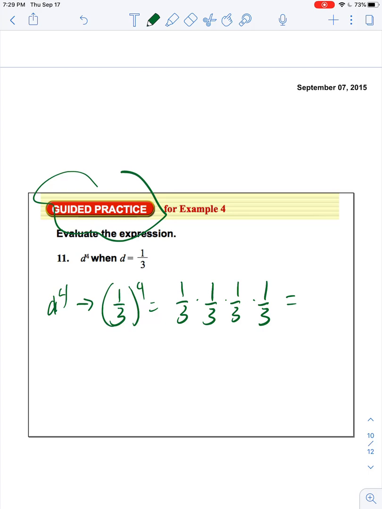Keeping in mind that to do fractions, I multiplied the tops together to get the top, and then the bottoms together to get the bottom. Okay. That is that. So what you're going to do now is you're going to practice.